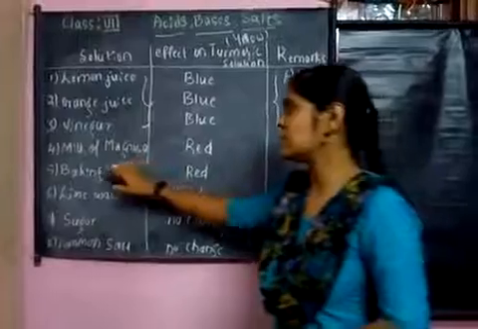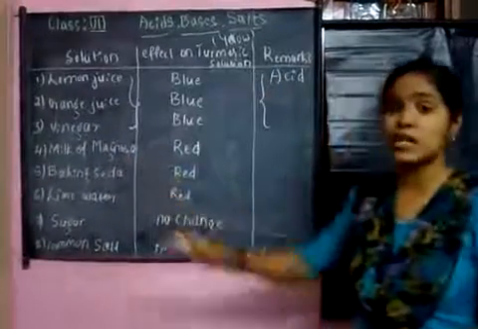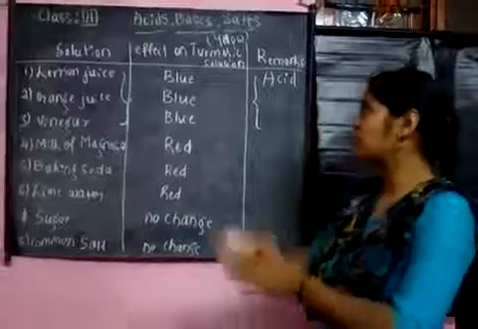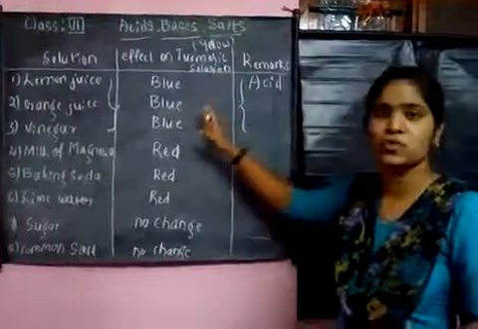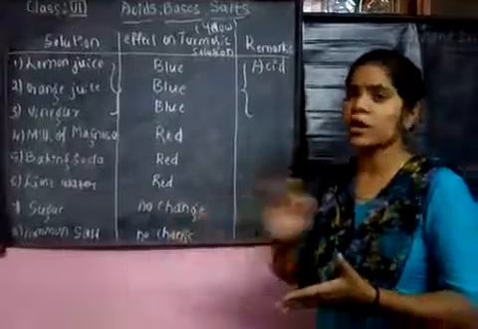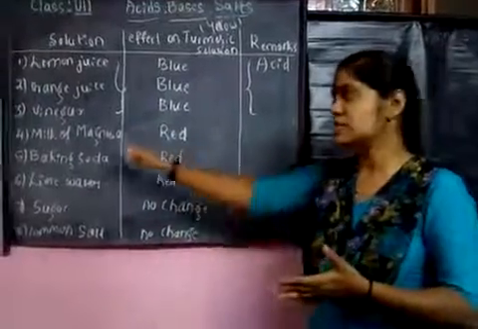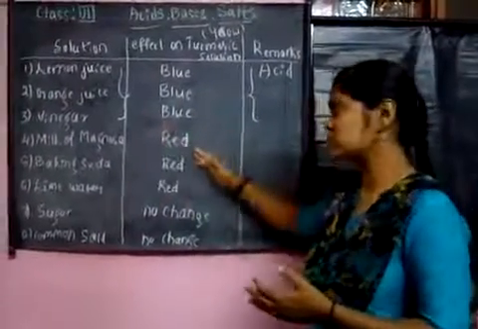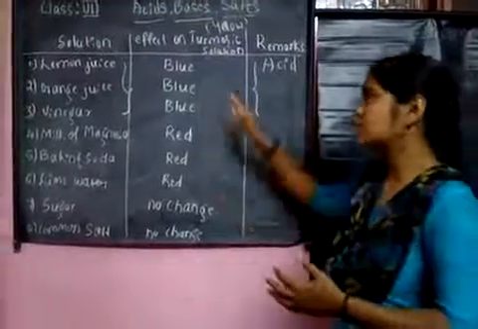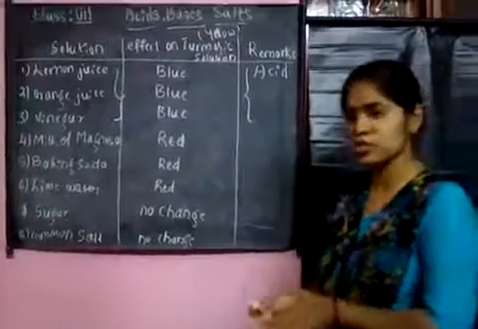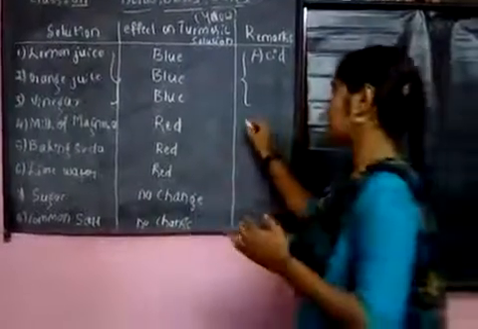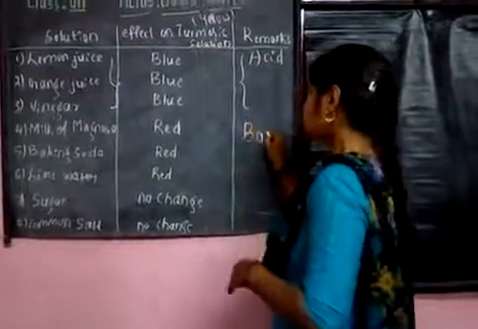The next one is milk of magnesia. It is also a colorless solution initially. When it is added to the yellow turmeric solution, then what happens? Does it change to a blue color? Certainly not. Since it is a basic one, it changes its color to red. Meaning the yellow turmeric solution changes into a red solution. Then we say that the material is a base.